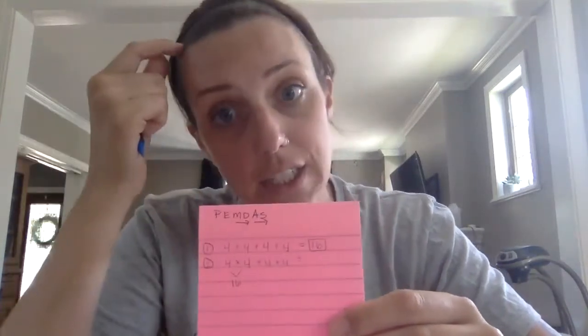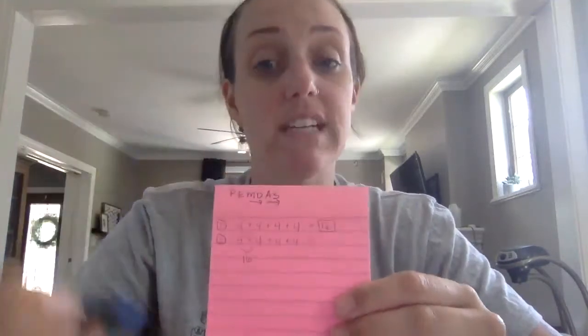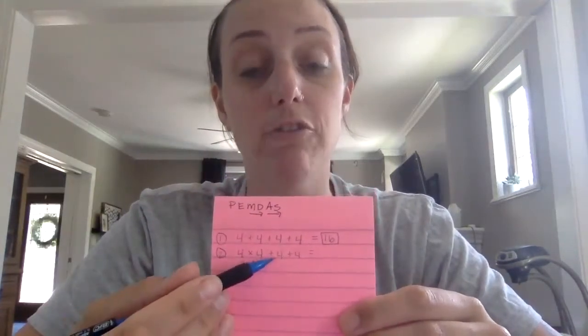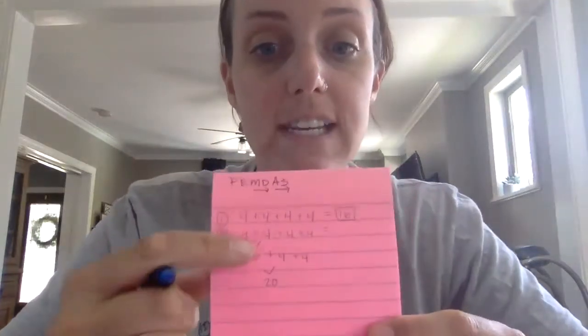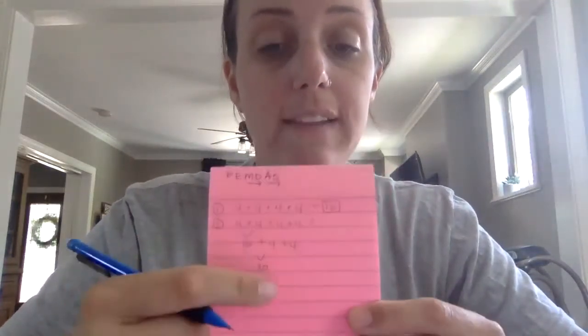And then addition and subtraction. So I don't have subtraction, but I do have addition. So I have 16. If I add 4 more, that gives me 20, and then I have another 4. So 20 plus 4 equals 24.